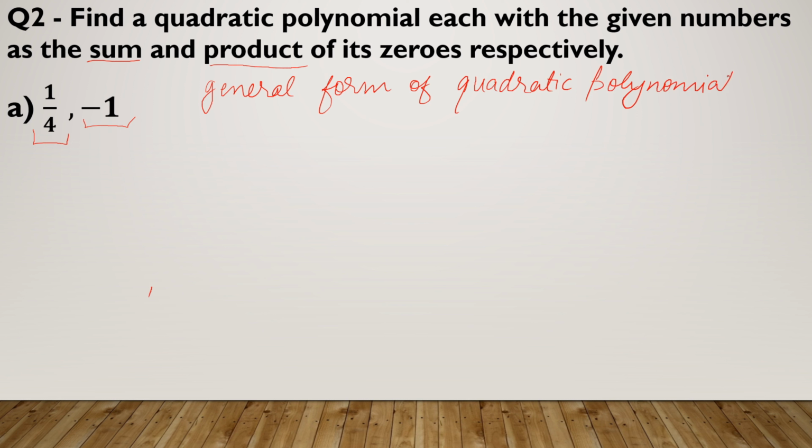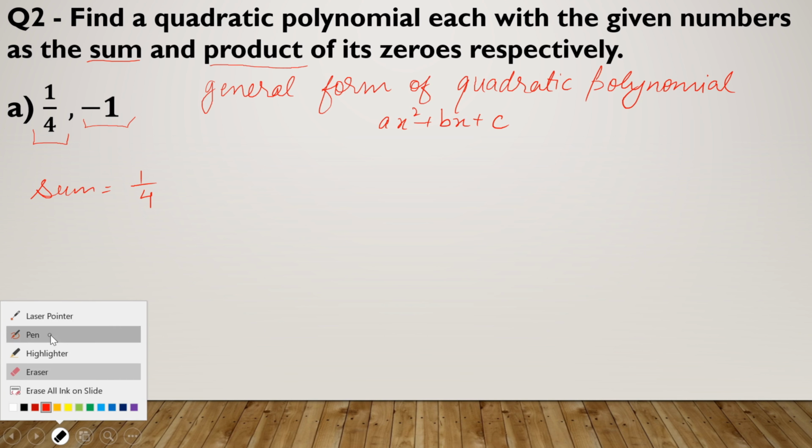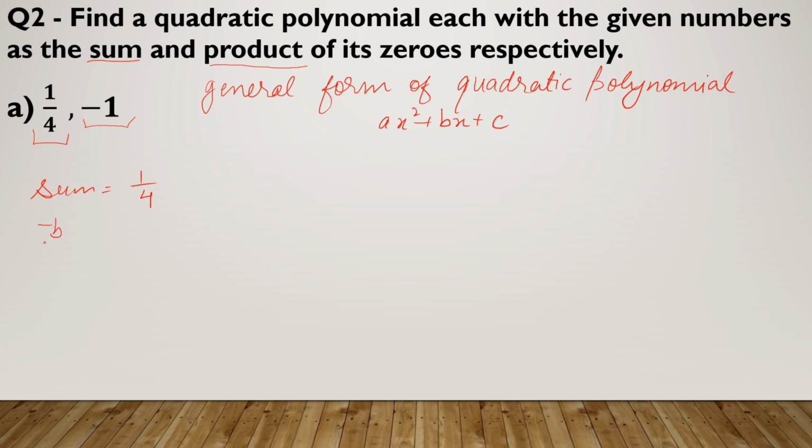So as we discussed earlier, it is ax square plus bx plus c. Very good. So here if you can see you are told that the sum is 1/4. So sum is equals to 1/4. And we are also aware of this thing that the formula of the sum of the zeros is minus b by a. That's correct. So minus b by a is equals to 1/4.